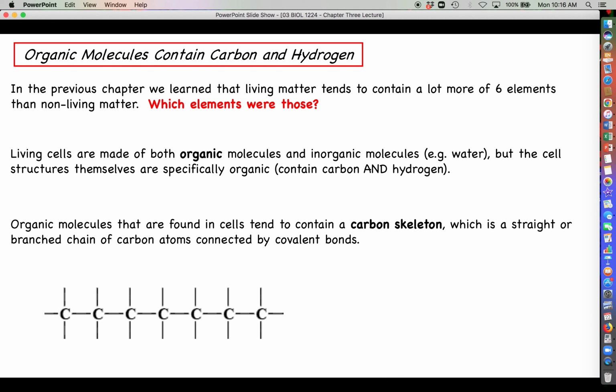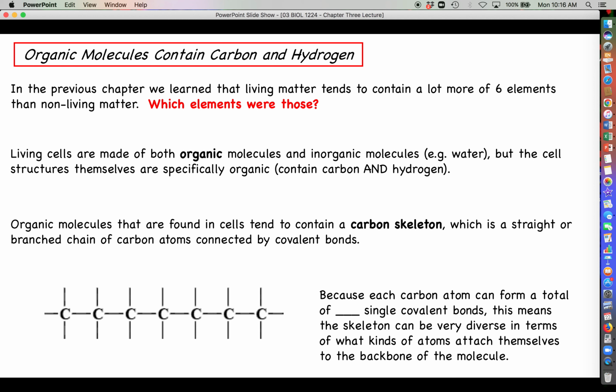Now, just to give us a little bit of a review, in case it's been a while since you watched the last video, organic molecules that are found in cells tend to have a carbon-carbon skeleton, like what you see down here. What we noted about this carbon skeleton is that it has all these different vacancies that can potentially be filled in with a number of different atoms or functional groups.